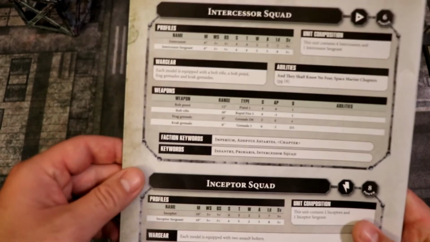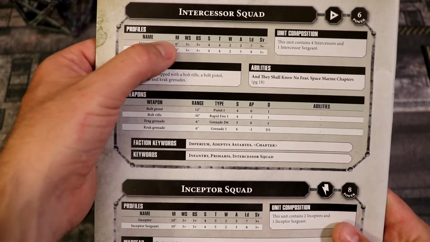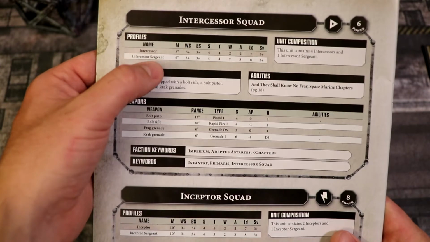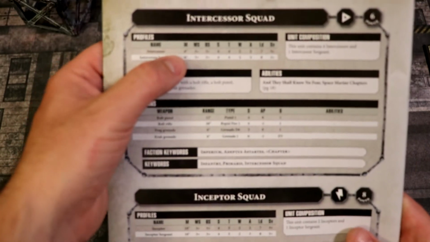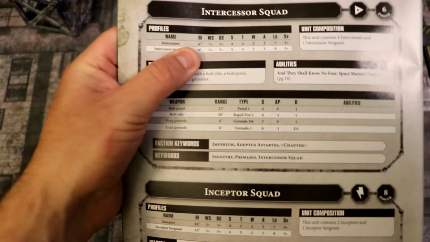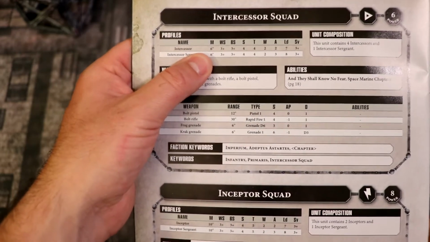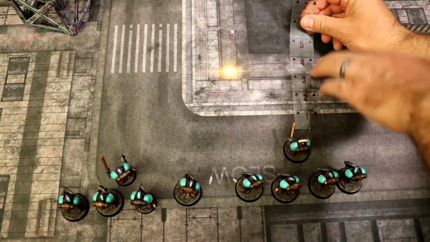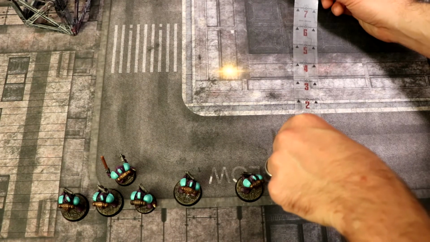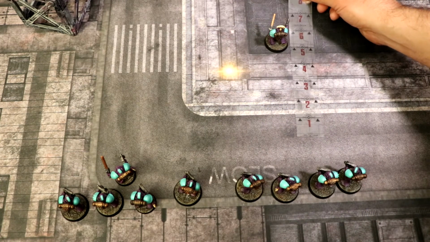And the first thing we're going to look at is the M on its profile. The M on its profile stands for movement, and if we look at the intercessor as well as the sergeant, it says 6 inches. So that indicates to us that the intercessors can move up to 6 inches, but they can't move beyond that. They can move less than that, but they cannot move beyond 6 inches. So to move this squad, we'll place our ruler down here, and we're going to take it to the tip of the base there, and we're going to move our intercessors up 6 inches, just like that.